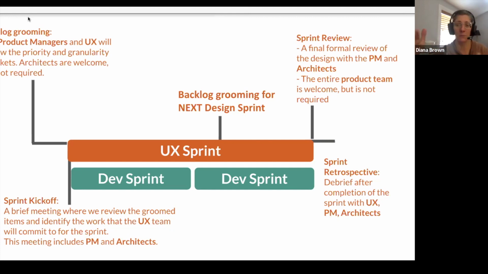And then we would take that review, the formal review of the designs, and then we would do the retrospective. So sorry, I'm conflating two things here. The sprint review was the formal review of the design work. So it was like our demo. And this retrospective was something that we did with the UX team, the PM, and the architects, with the optional addition of the engineering team.